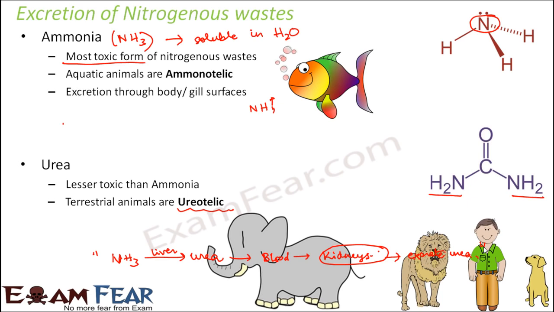Examples of ureotelic animals include most of the terrestrial animals which we see around ourselves. Examples: human beings, lion, tiger, elephant, dog, cat, whatever you see. They are all ureotelic animals. Here excretion happens through kidneys. So you have specialized excretory organs called kidneys. We will talk about these organs in detail a little later.